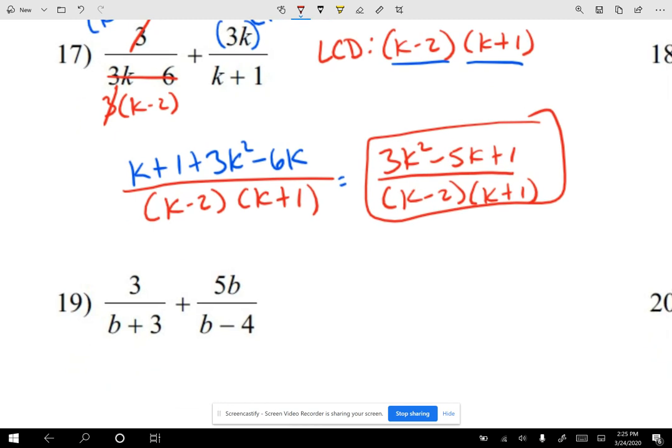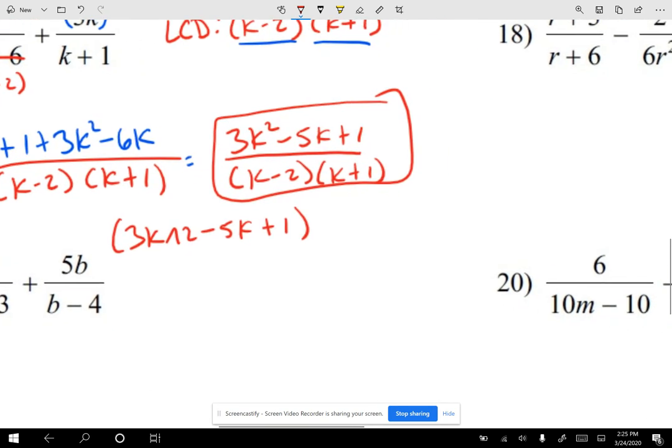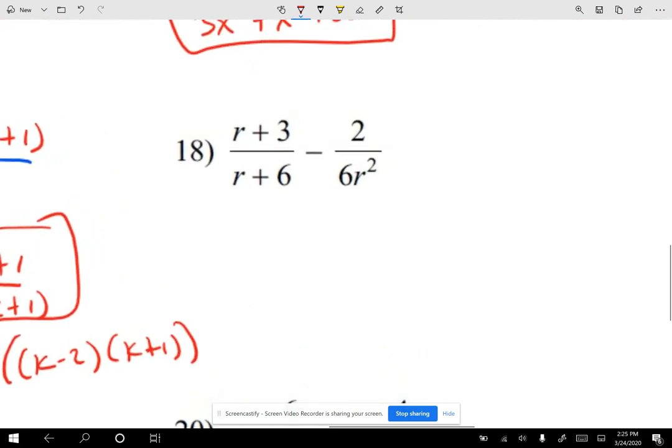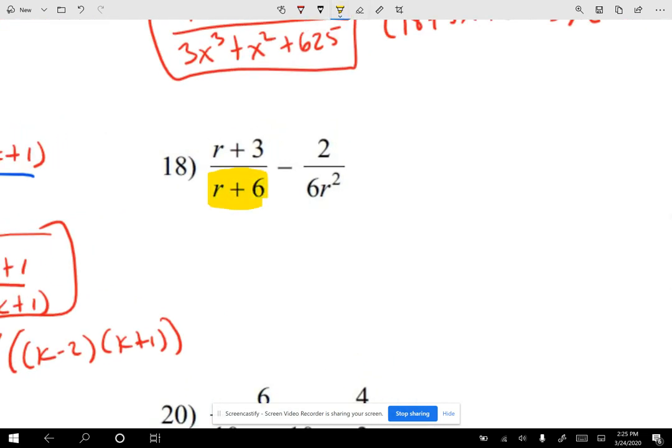The way I will type this, 3k squared minus 5k plus 1, all of it inside parentheses, over, at the bottom I'm going to have a big set of parentheses, inside of it k minus 2 and k plus 1. Make sure you factor your denominators just in case you can cancel things out from the top. Now looking at number 18, my first denominator, r plus 6, nothing I can factor, nothing I can cancel from the top.